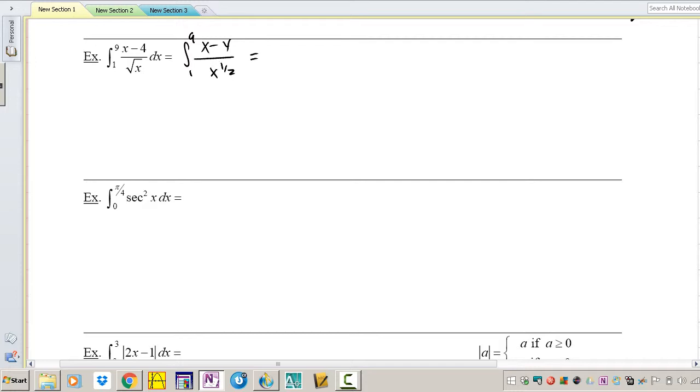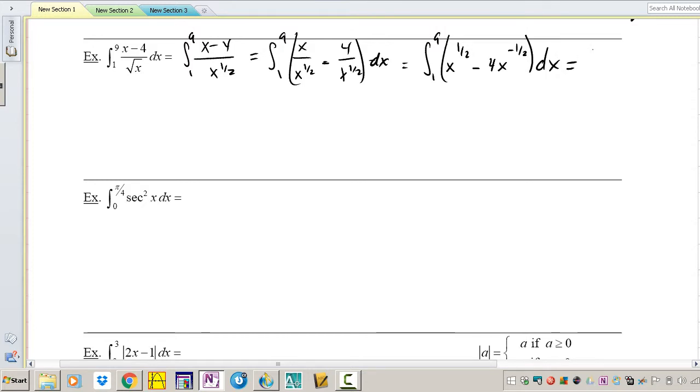There's no quotient rule for integration, so what we have to do is divide each term by the denominator. Each term in the numerator is being divided by the denominator now, dx. And then let's go ahead and divide. What's x divided by x to the half? You get x to the 1/2 surviving as a numerator. And then 4 over x to the half is 4x to the negative 1/2.